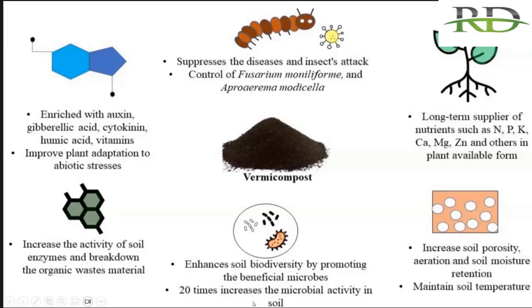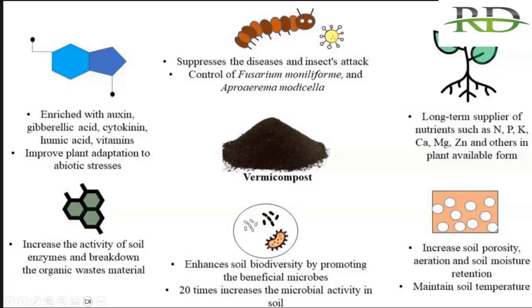It increases microbial activity in soils 20 times. When we apply vermicompost, microbial activity increases 20 times. Then it increases the long-term nutrients like NPK, calcium, magnesium, sulfur, and other micronutrients, and also increases soil aeration and maintains soil temperature. So these are all the advantages or benefits of using vermicompost.